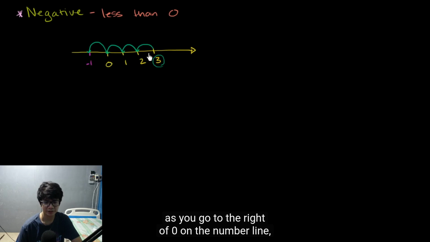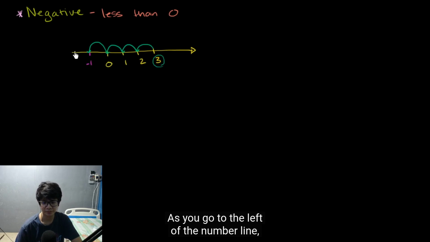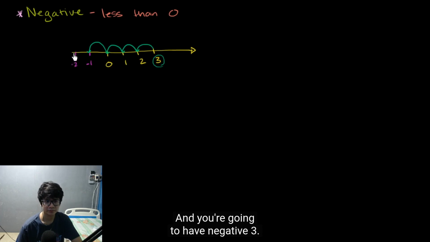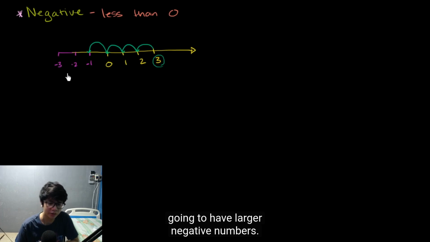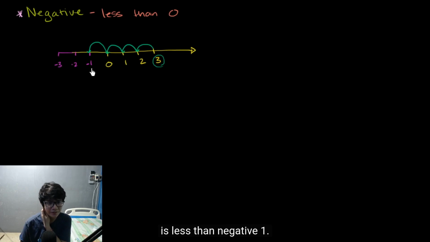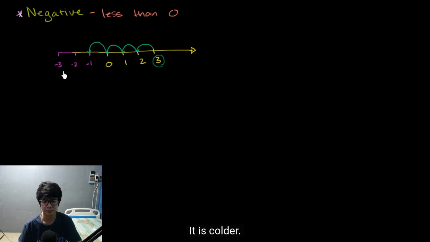And so you can kind of see that on the number line, as you go to the right of 0 on the number line, it increases in positive values. As you go to the left of the number line, you're going to have -1. Then you're going to have -2. You're going to have -3. And you're going to have, depending on how you think about it, -4. You're going to have larger negative numbers. But I want to make it very clear. -3 is less than -1. There is less heat in the air than -1. It is colder. There's less temperature there.